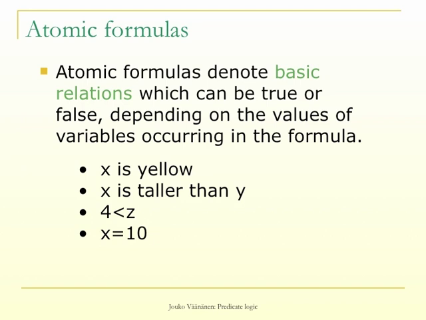Here are some examples of atomic formulas of predicate logic. x is yellow. x is taller than y. 4 less than z. x equals 10. xEy. x less than z. P0x.